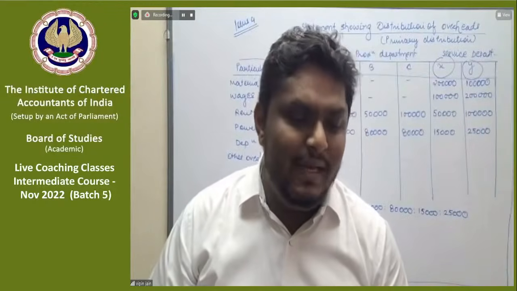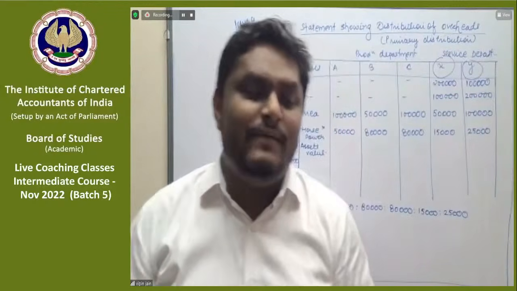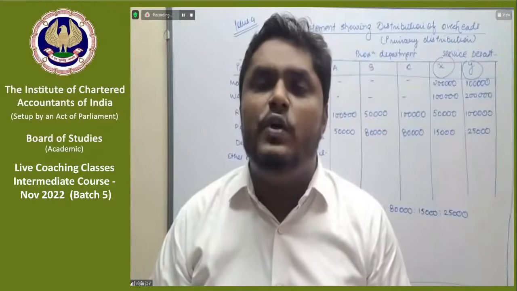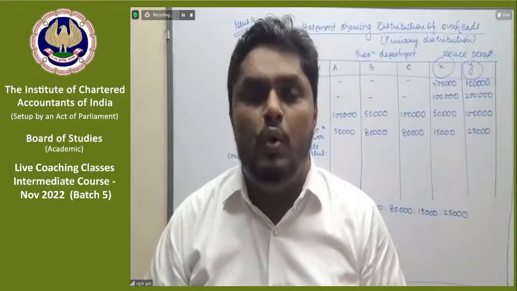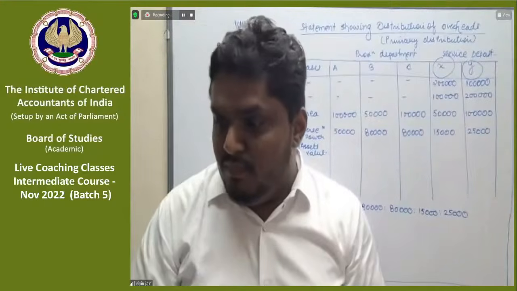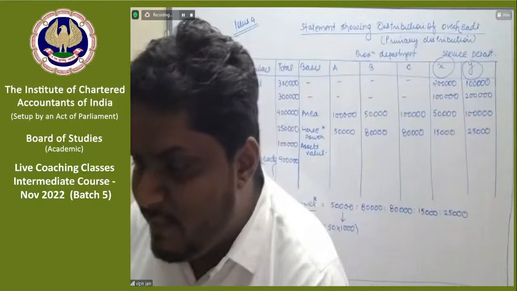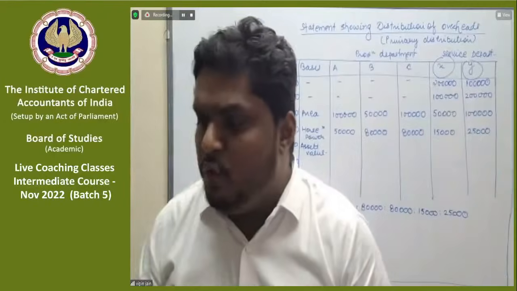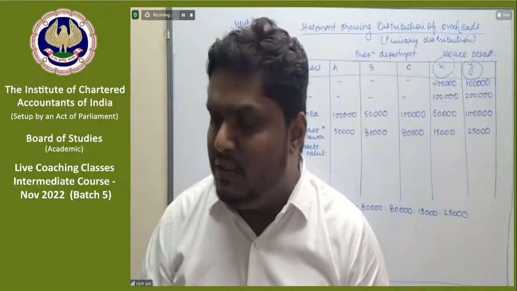Yes, Matanjali, correct. Well said, because since nothing is given in the question, then anyways you have to distribute in the ratio of horsepower only. So guys, let's proceed further. So capital value of assets, it is given, it should be distributed in the ratio of 2:4:2:1:1.